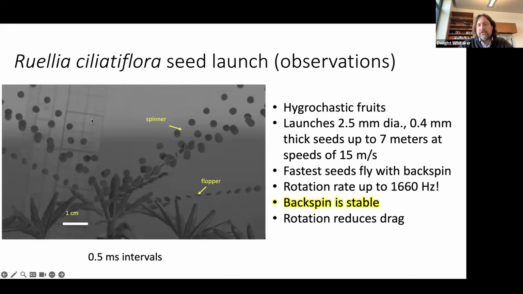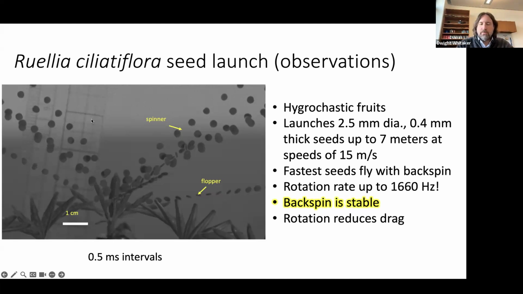And the first thing that jumps out at you is, well, if I am traveling with backspin and I'm moving this way, I'm going to present the smallest cross-sectional area as I fly through the air, right? I'm going to remain streamlined in a way that I'm not going to be tilted with respect to my motion, unlike the floppers, which are going like this.